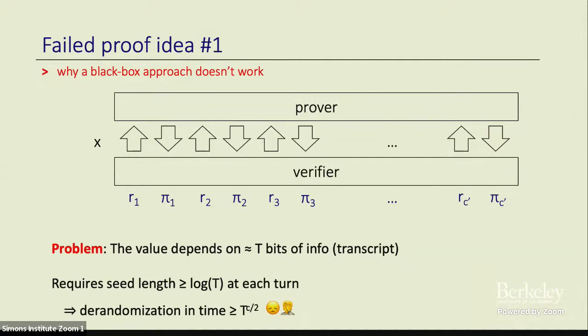This is too much. You don't want to pay log T seed at each round, because then if you have C rounds, the total amount of randomness is C times log T. You want something sublogarithmic. So you don't want to use a PRG.